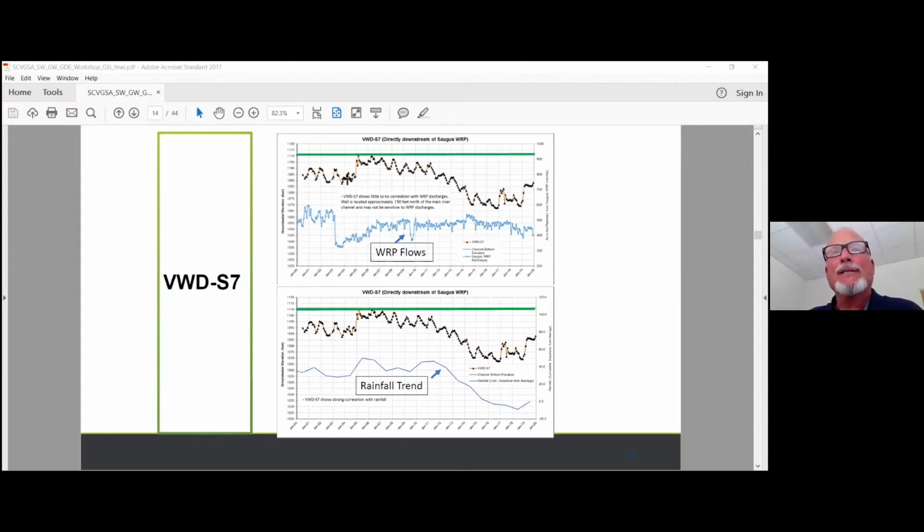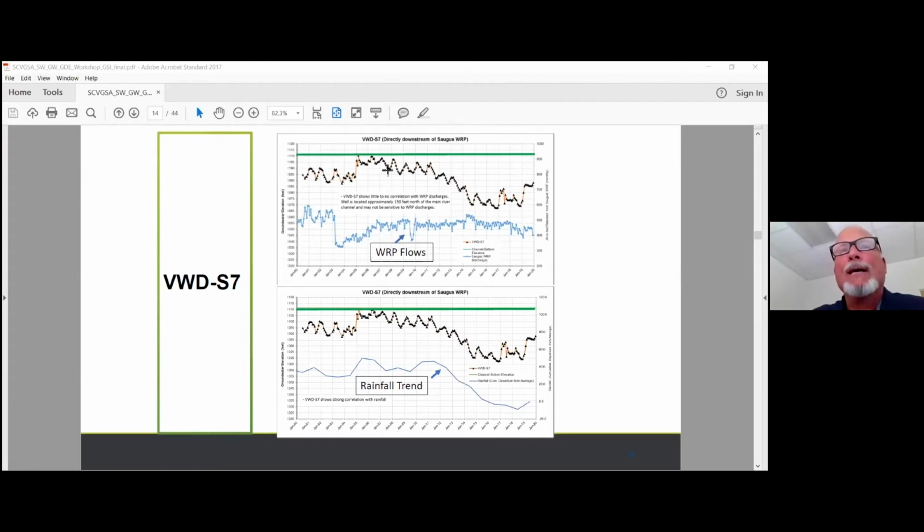And the lines that you see here with the little diamonds, those are actual static water level measurements, or at least we think they're static. They may not all be static. And you can see the variation that's occurred here. This blue line shows you the discharge from the Saugus WRP between 2000 and 2020 in this range right here. And what we're looking for is what is causing this fluctuation that we see in the water levels. We plotted the same hydrograph on this graph below, showing the relationship with the rainfall trend.